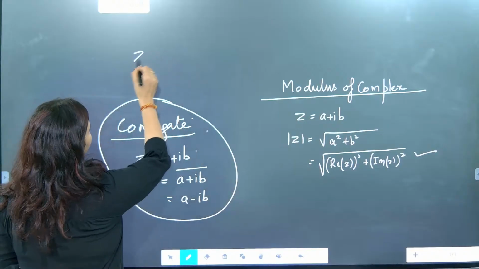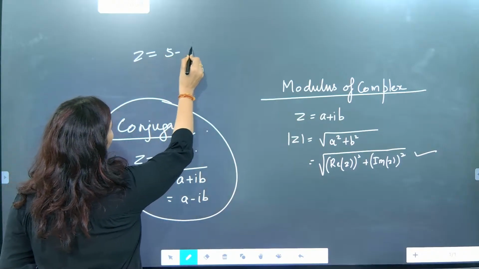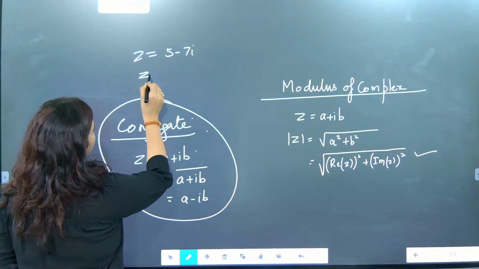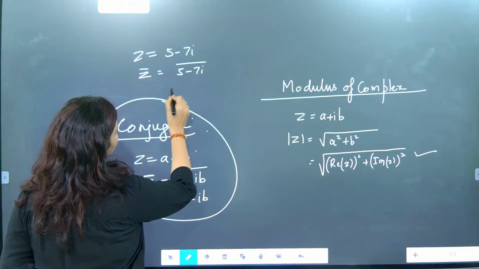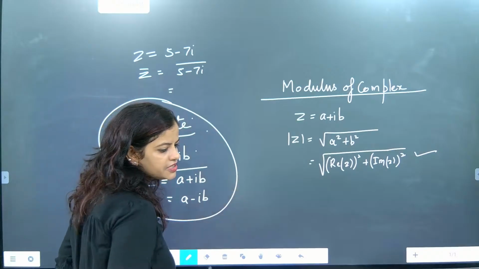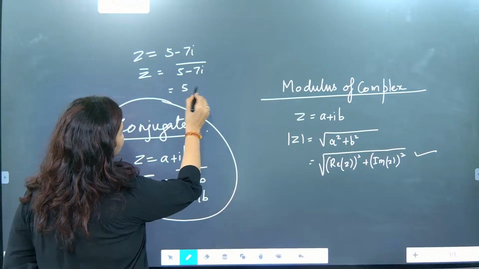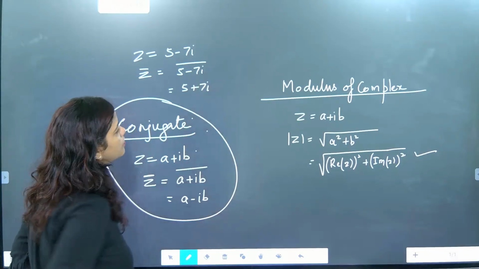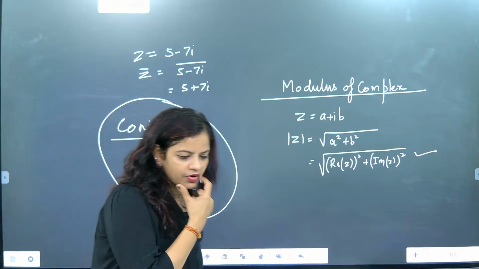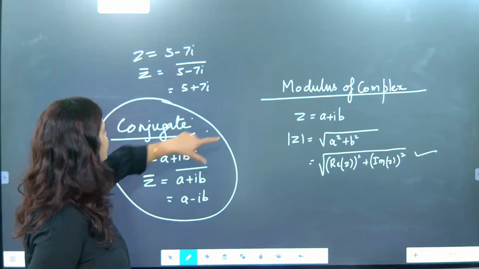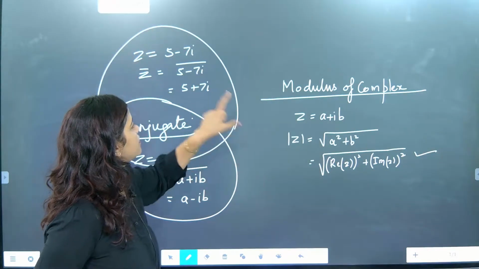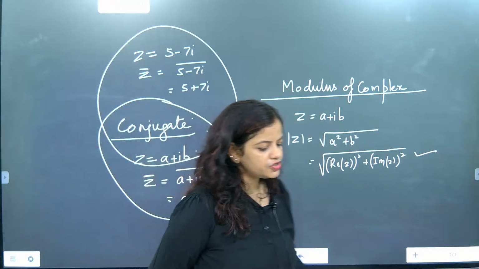So when we are writing Z is equal to 5 minus 7I, the conjugate of this will become 5 minus 7I to the power bar. Only the imaginary section will be changed, so it will become 5 plus 7I. Okay, but only the imaginary part will be changed. So this part we are going to write down, for the conjugate section.